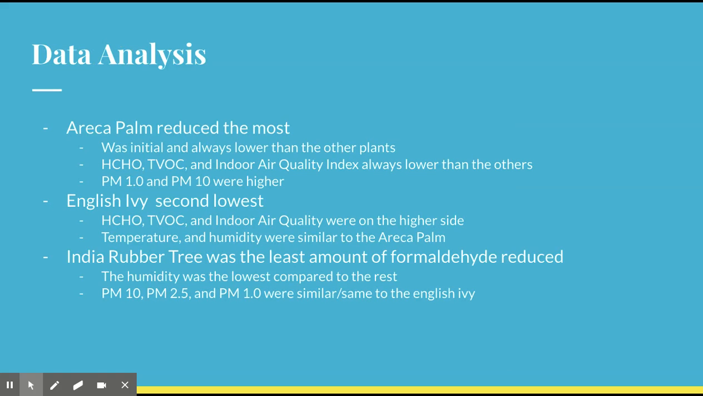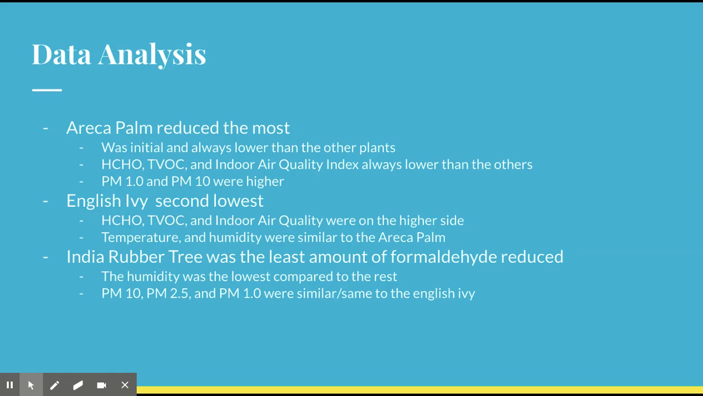Data analysis. The Areca palm was reduced the most. This one had been reducing at great rates from the beginning. Even though this plant was slightly bigger than the others, it reduced a fantastic amount. The HCHO and TVOC and indoor air quality were lower than the others.